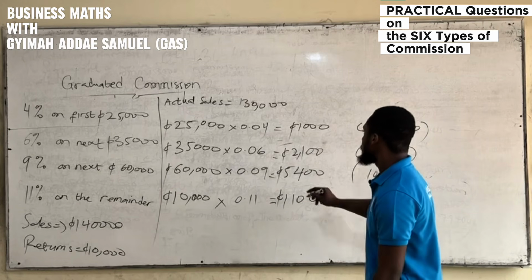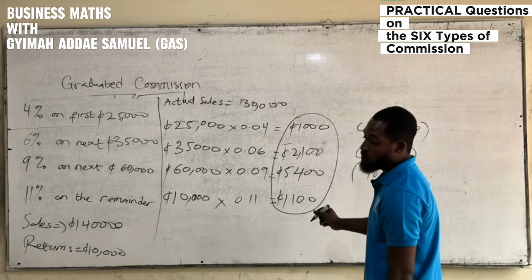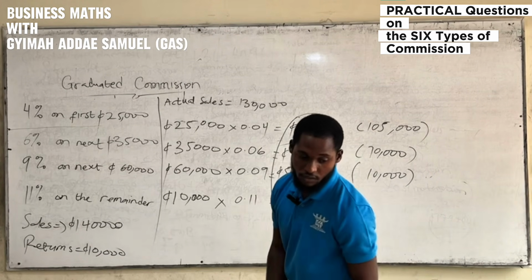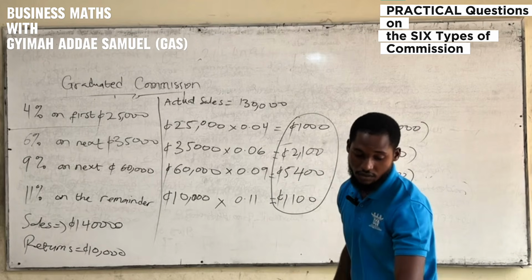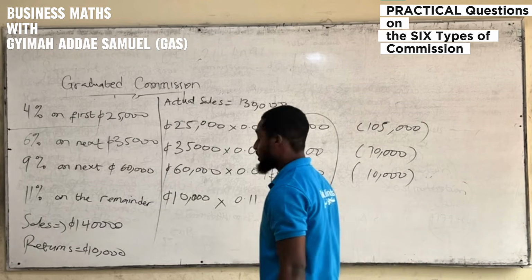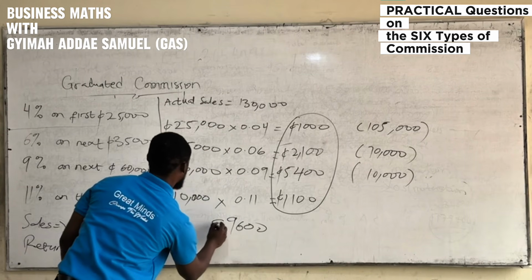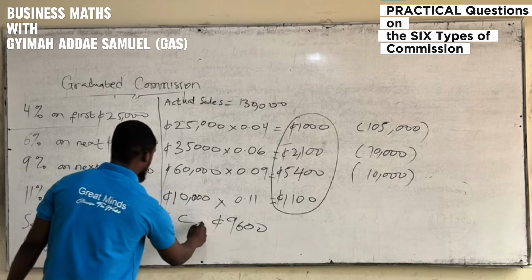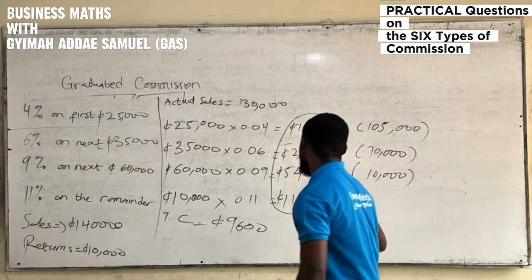So now after getting this, you add the figures here, and what you get here is your earnings, as the question required, which is calculate her commission. What you get is your commission. So you are getting 9,600 Ghana cedis as your total commission. We move on to the next question under graduated commission.